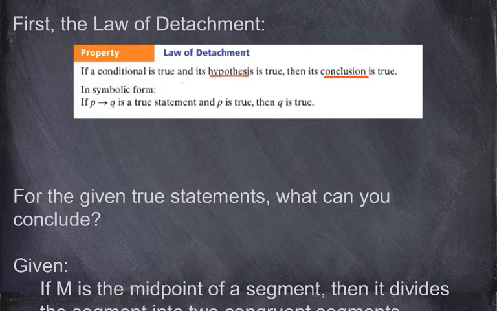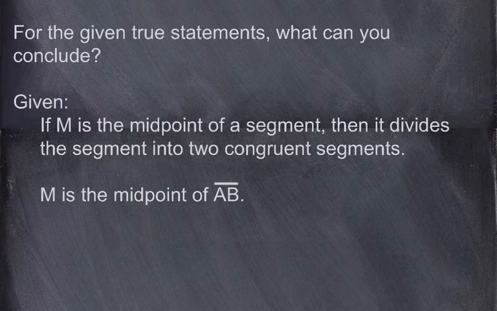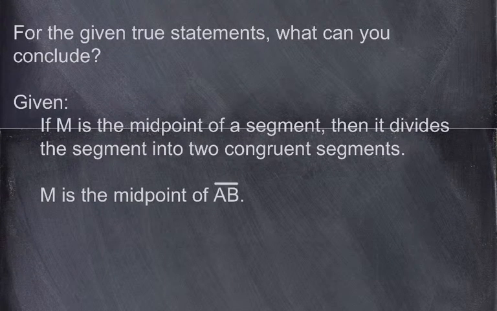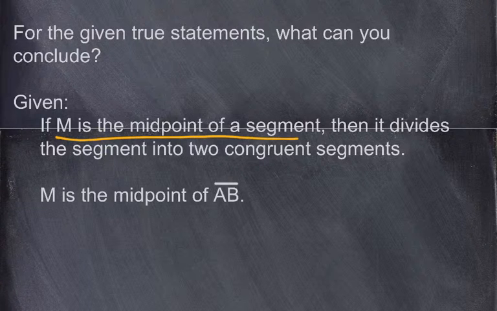Okay, again, we recognize this part. If the conditional is true, and its hypothesis is true, well, it's telling us that M is the midpoint of AB. Okay, and notice we're talking about M being the midpoint of a segment. Well, it does tell us M is the midpoint of AB. So what's the conclusion that we can come up to?